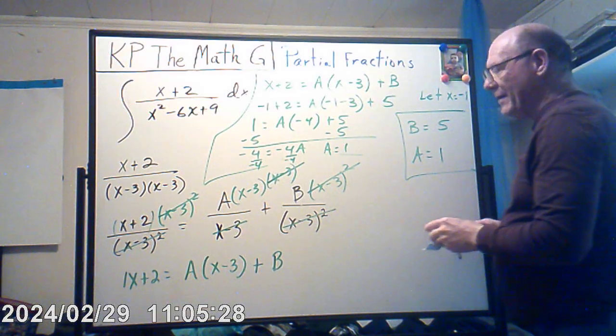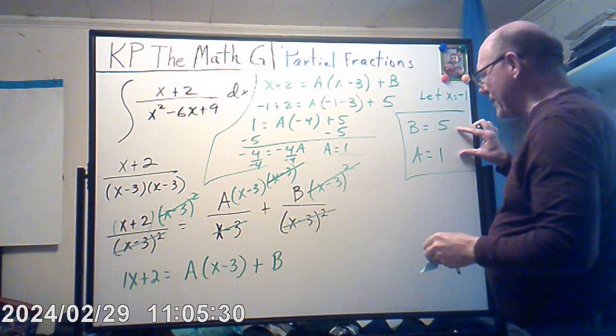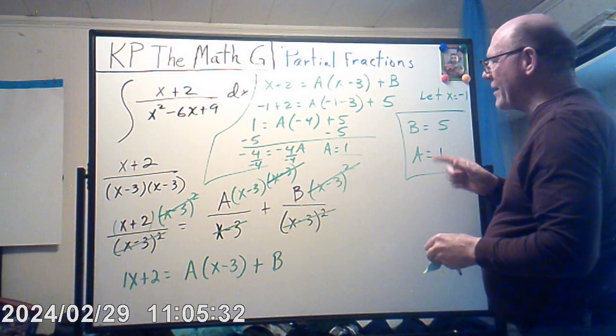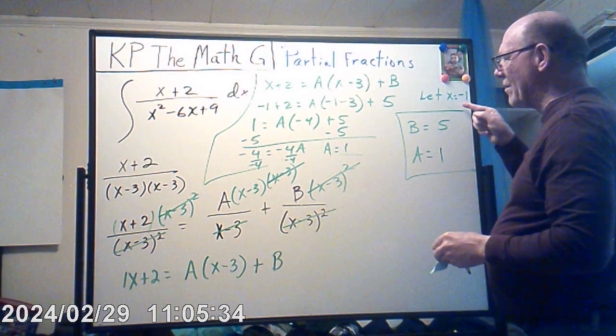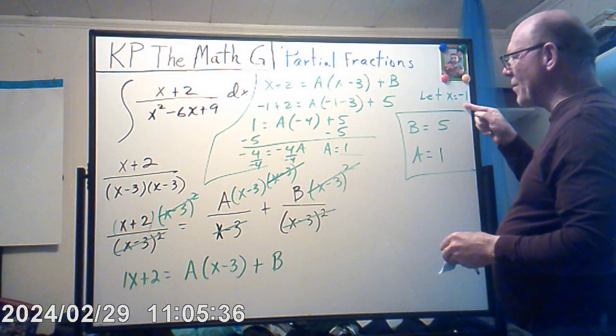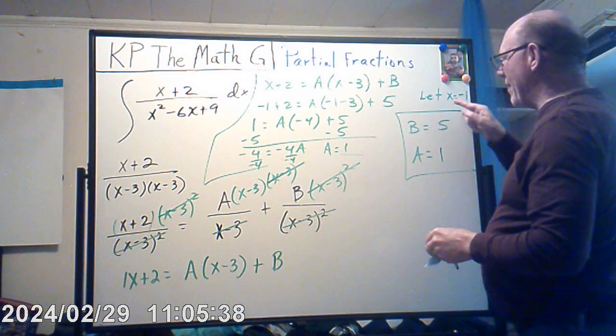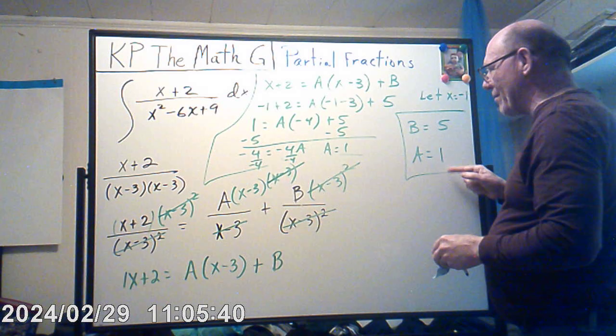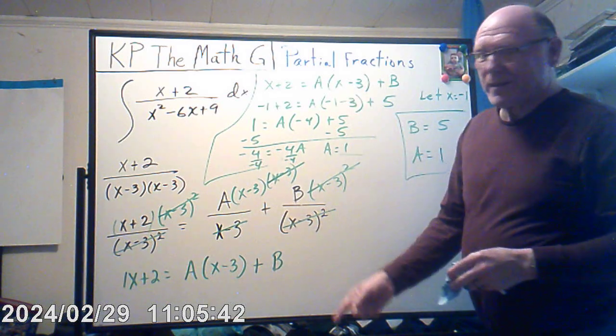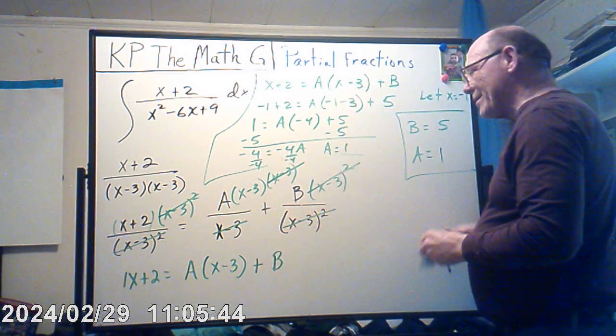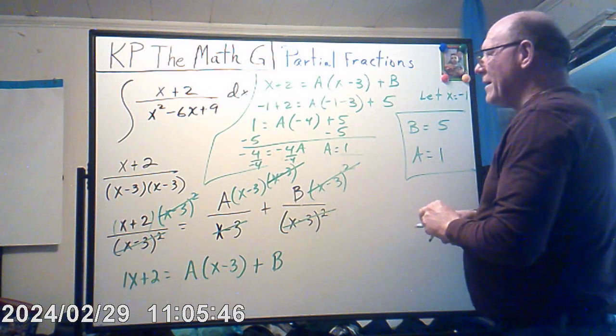We have our two numbers. That's the key. But I wanted to show you that you could plug in any number that you wanted. We plugged in 4 a while ago and got 1, and now we plugged in negative 1 and we still got 1. You don't have to keep doing this. a is still going to be 1 no matter what number you plug in.